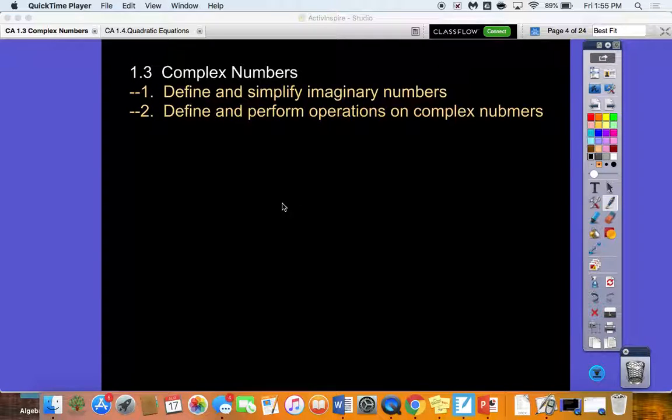Okay, we're going to look at complex numbers. Hopefully this won't take too long because this is a review of what y'all did in Algebra 2. We are going to define and simplify imaginary numbers, and then we're going to go through all four of the operations, so add, subtract, multiply, and divide.